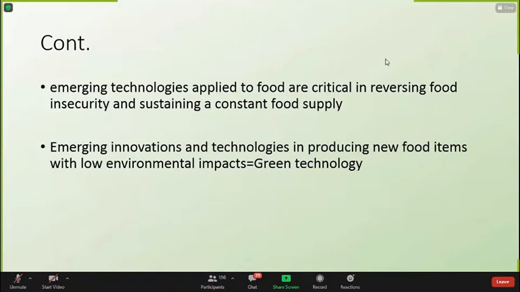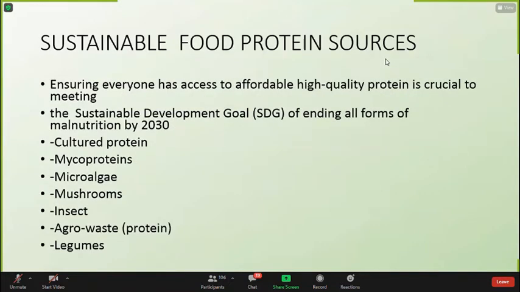So if you look at it, one of the main components of food is protein, and we need to ensure that everyone has access to affordable, high quality protein, which is crucial in meeting the SDGs. And these are among the current topics of interest all over the world.